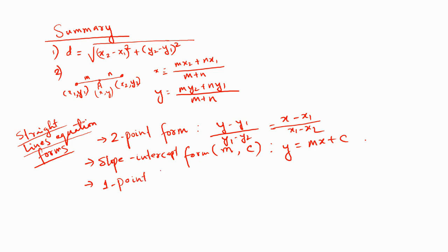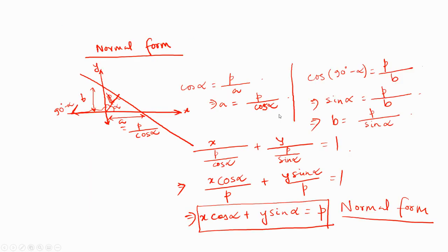Now next, let's say the one point form. You know one coordinate, and you also know the slope. Sorry, if I by any chance missed this point, let me clarify. In one point form, you will know the coordinate of one point x1 y1. Also, you will know the slope. That's how we derived it. So in this case, the equation will be y minus y1 equals m times x minus x1.